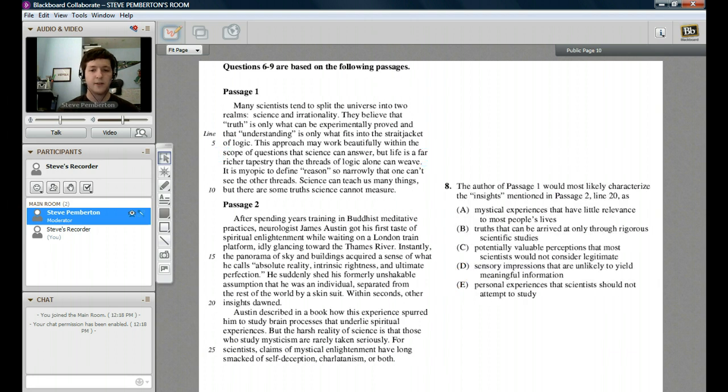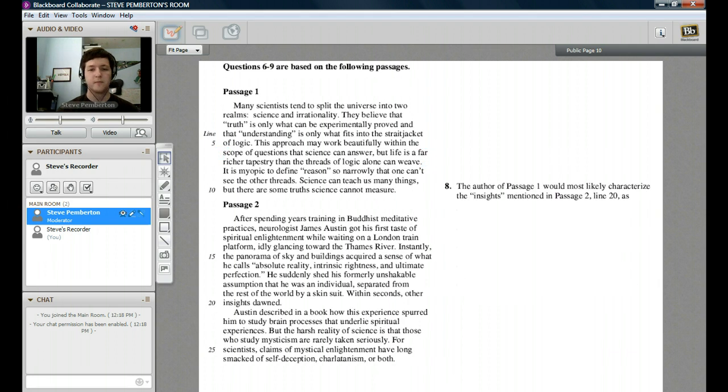Let's go to number 8. Again, try to answer in our own words here. The author of passage 1 would most likely characterize the insights mentioned in passage 2, line 20 as... So passage 1 author, it's just a broad view. We'll just take the main idea that we had for him. This question is not asking anything specific about passage 1. It's asking just about passage 1 in general. That means you use the main idea about that passage when you're thinking about it. It does ask us to focus on insights, though, in line 20. So let's go see what those insights are.